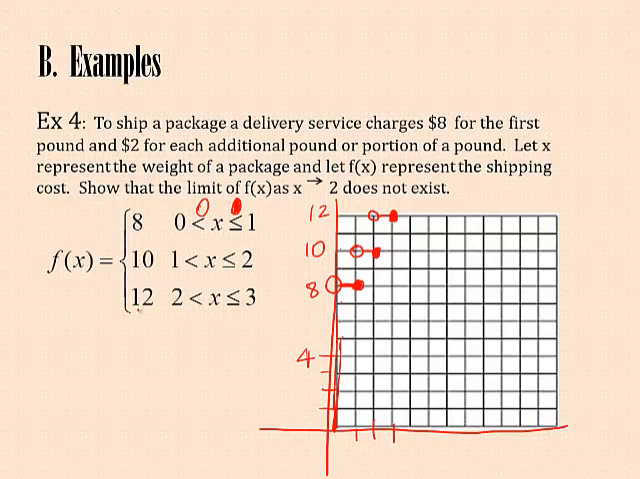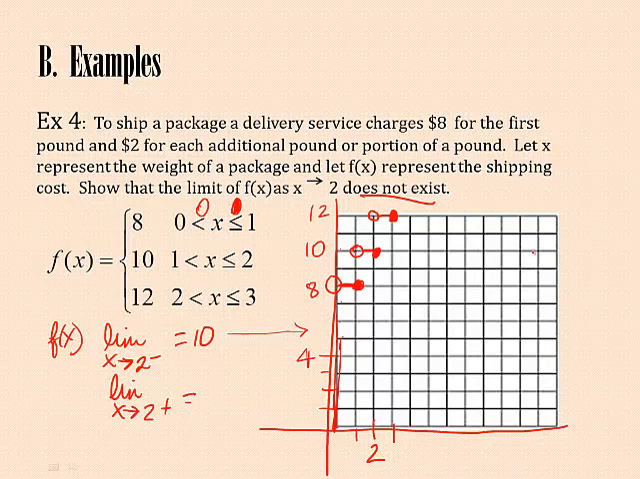Open circles, closed circles. So what I'm looking for is the limit as x approaches 2 from the left, and the limit as x approaches 2 from the right. If these two don't match, then there is no limit. It does not exist. So let's do this from the left. As I approach from the left, looking this way at my graph, as I get closer and closer to 2, it looks as if my limit should be at 10, right? Okay, 10.